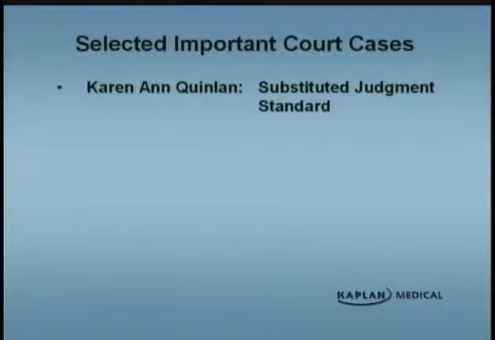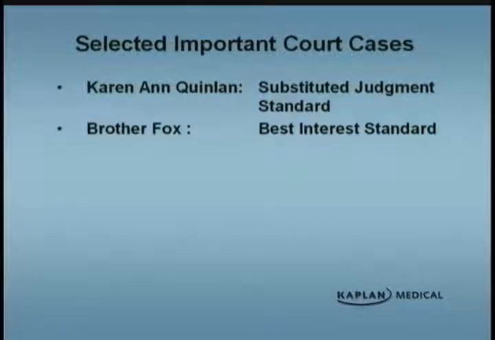It's never next of kin. It's substituted judgment. Now, I don't know about you, but I personally hate the law. You know why? Because just when they find a great rule you can use, substituted judgment is such a great rule, then they find a bunch of cases where you can't use it. Brother Fox is one such case.